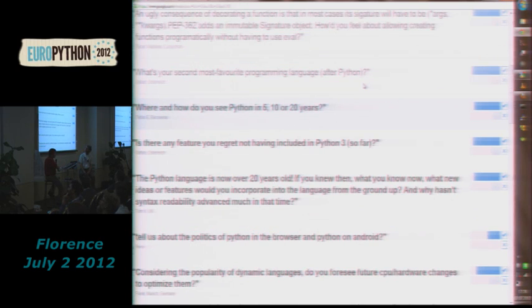Where and how do you see Python in 5, 10, or 20 years? It's an indefinite loop? Well, that's definitely another one of those essay questions that I don't particularly like. I think in 5, 10, and 20 years, Python will be alive and happy, and maybe it will have grandchildren by 20 years from now, and maybe not quite.